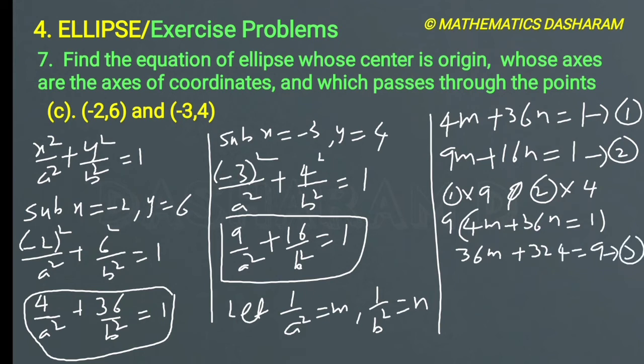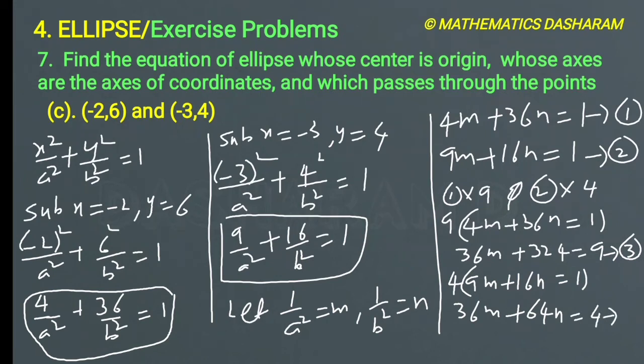Equation 3. Next, equation 2: 9m plus 16n equals 1, multiplied by 4. 4 9s are 36m, 4 into 16 is 64n, 4 1s are 4. Equation number 4.